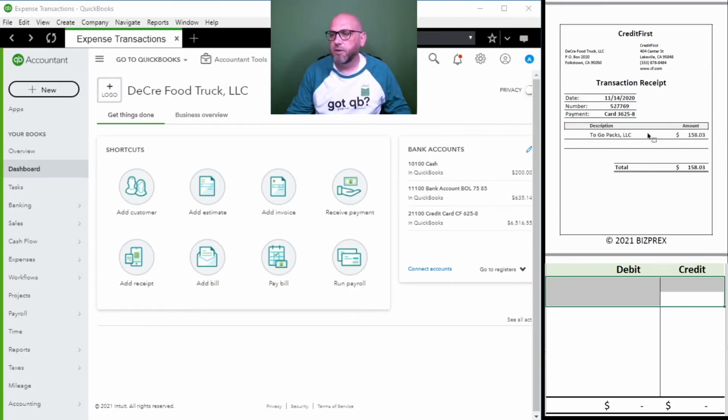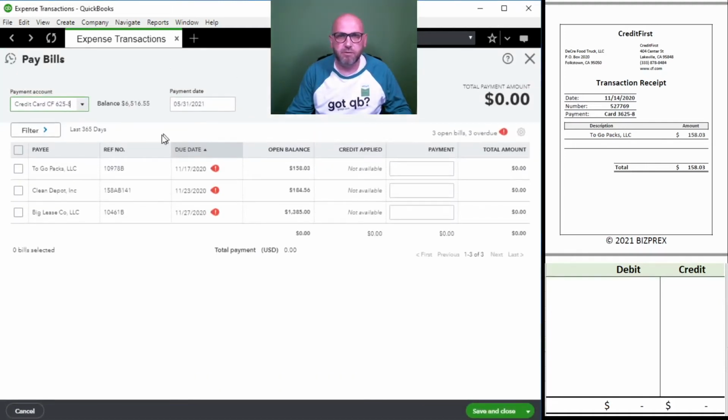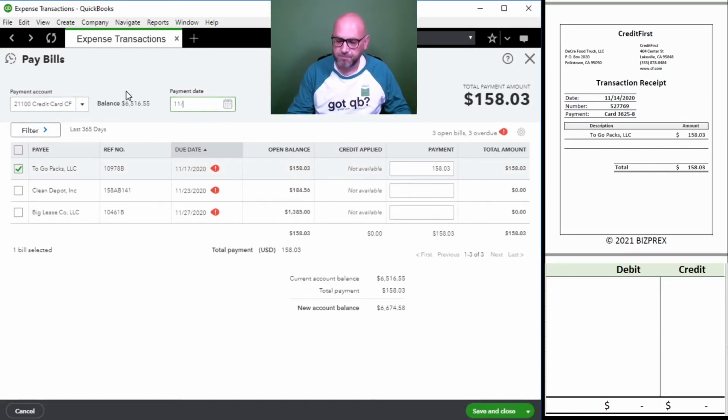Okay, we're also paying down another invoice from to-go packs with our credit card, right? So again, let's pay bills through this interface. To-go packs right here, credit card, excellent. Okay, full amount. What's going to happen? We just covered it. Let's cover it again. One liability will go down, in this case accounts payable. Another liability, in this case our credit card, will be increased, will go up by the same amount. So we're moving it from one liability to another, right?